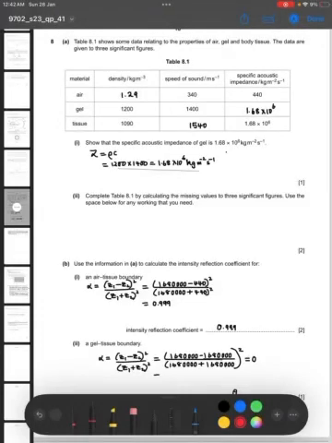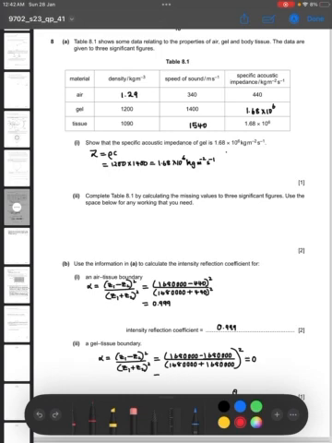Okay, question 8. Table 8.1 shows some data relating to the properties of air, gel, and body tissue. The data are given to 3 significant figures. What I have written, as you can see, is what I have done so that we don't waste time when I would otherwise have to continuously be writing.